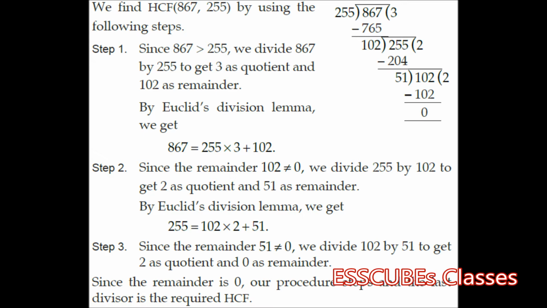We get 0 as the remainder. Since we get 0 as the remainder, that means 51 happens to be my required HCF. Since the remainder is 0, our procedure stops over here, right?